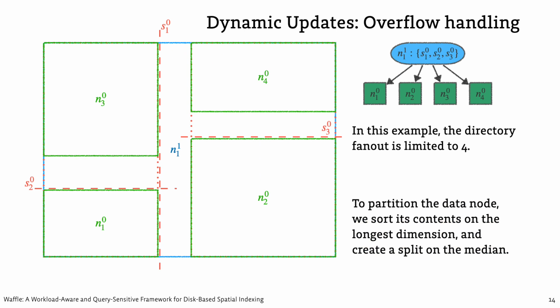Next, we discuss how we handle node overflows. To demonstrate the same, we use the example where the directory fanout is limited to 4. Say data node N02 has overflowed and we are required to partition it. So to partition the data node, we first sort its contents on the longest dimension and create a split on the median.